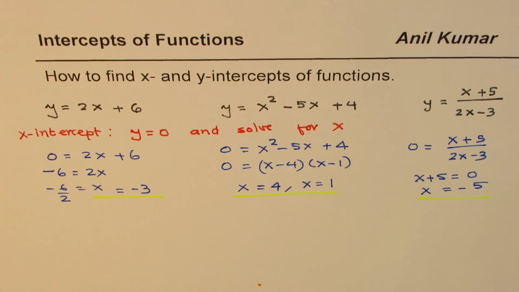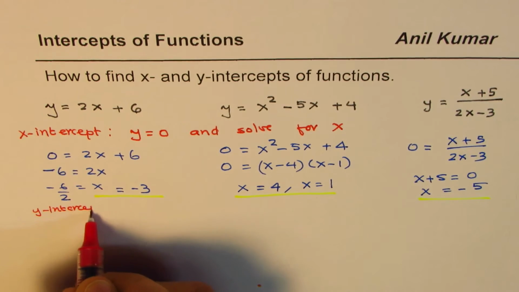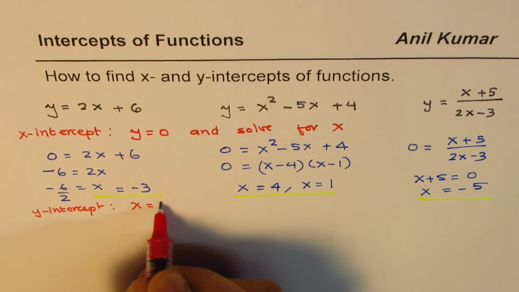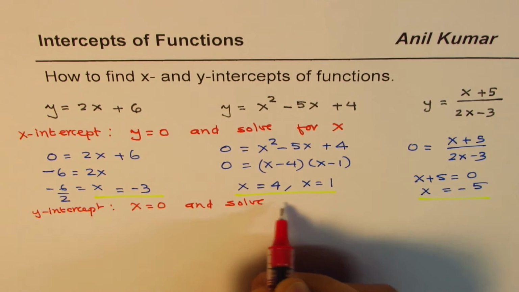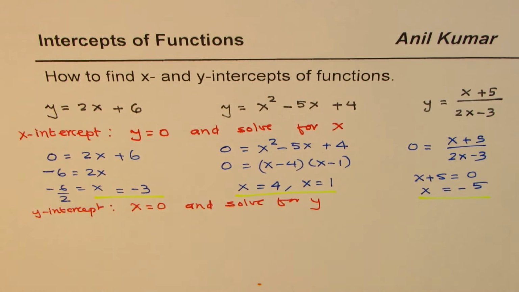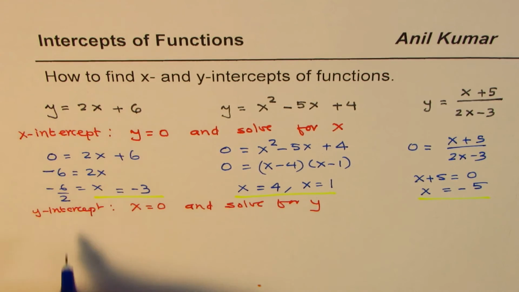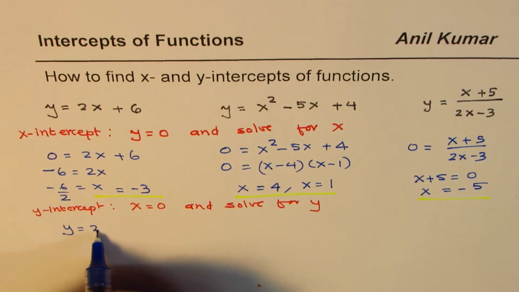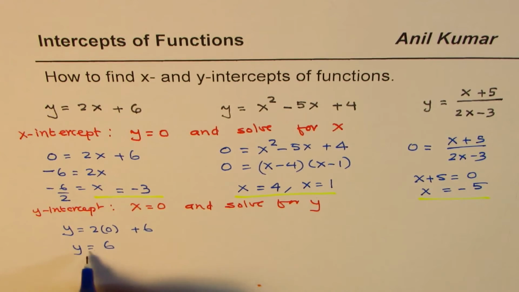Now let us find the y-intercept for all the three. The y-intercept means x equals 0 and then you solve for y. Most of the time finding the y-intercept is much simpler. Substitute x equals 0. So y equals 2 times 0 plus 6, and that gives you y equals 6.